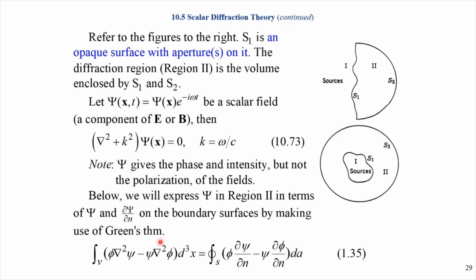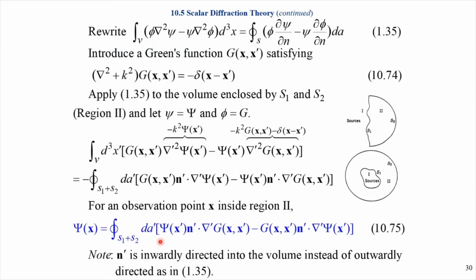We will introduce the Green function. Okay, so that's the Green's Theorem. We will introduce a Green's function, G(x, x prime), satisfying these relations. On the right hand side, we have a minus delta(x minus x prime), and apply this one. Phi equals psi here, and phi equals G. Okay, that's the Green's function.